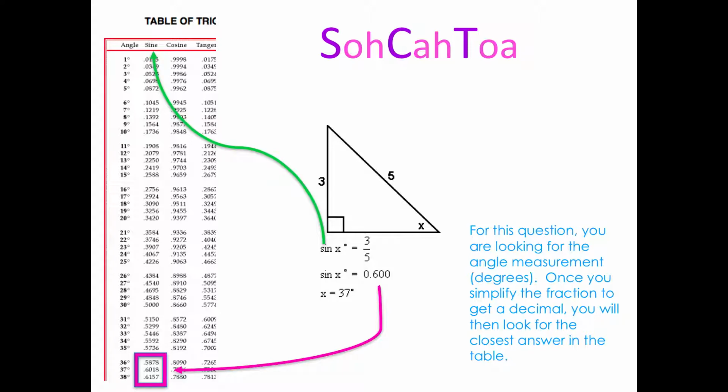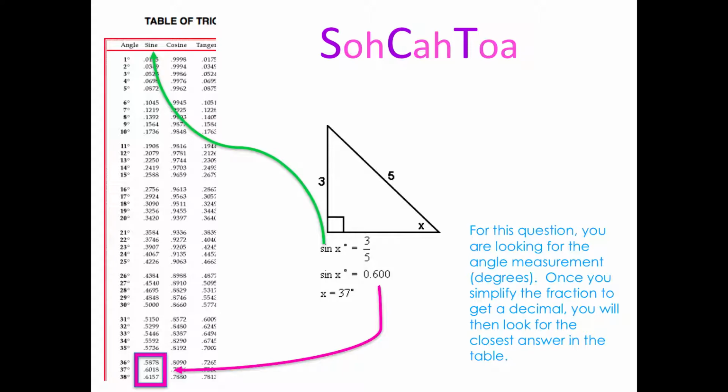You can see down there in the pink box, I have 3 numbers that are highlighted. The one that's closest to 0.6 is going to be that 0.6018. All right, so I'm going to write this down. And that tells me that my angle measurement will be 37 degrees.